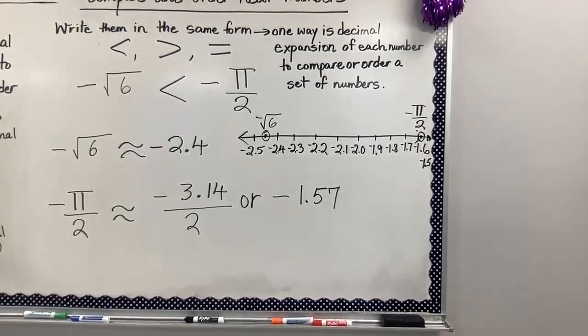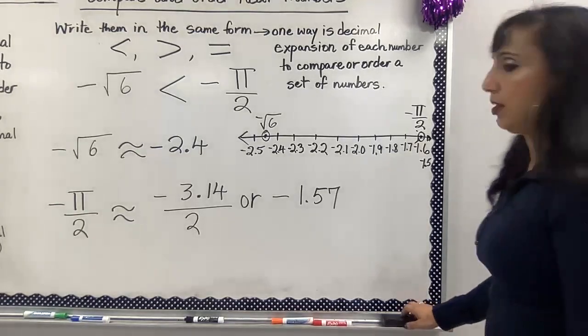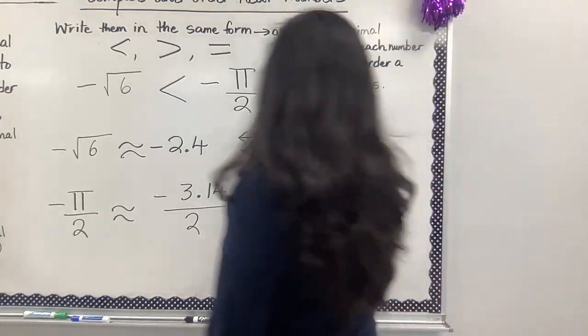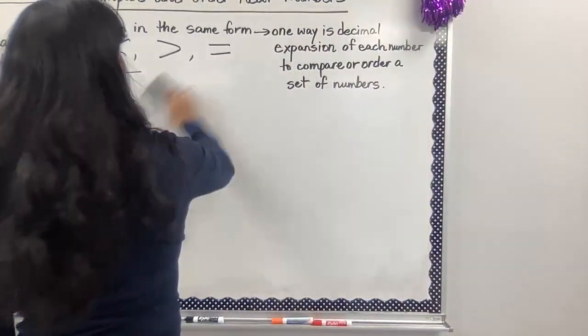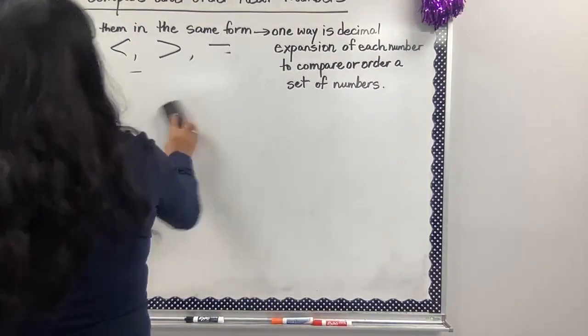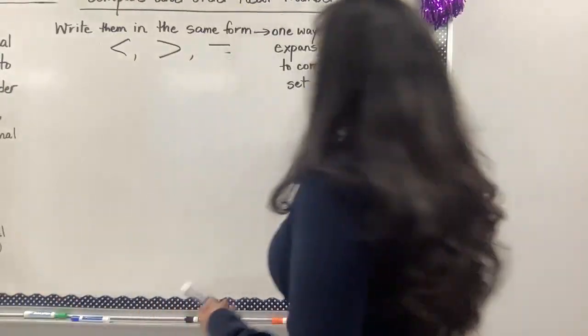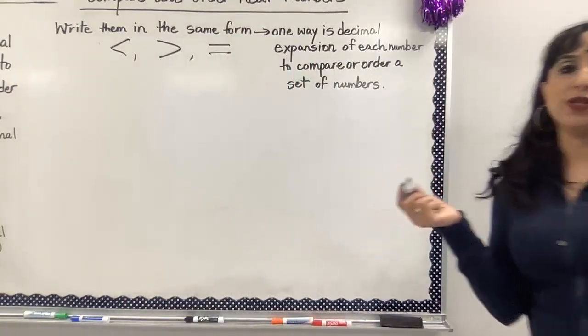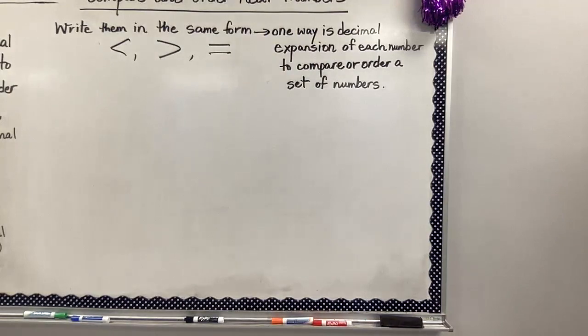Let's do a problem where we have several different numbers, and then we are going to graph them from the least to the greatest. We are going to use, of course, these inequalities or the equal to sign to tell us which is greater or less.